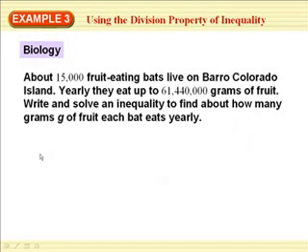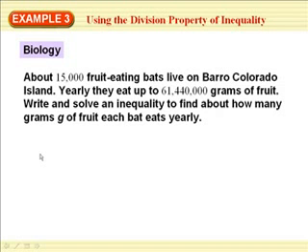Okay? So, example number 3. It says about 15,000 fruit-eating bats live in Barrow, Colorado, Island. Yearly they eat up 61,440,000 grams of fruit. Write and solve an inequality to find out how many grams of fruit each bat eats yearly.